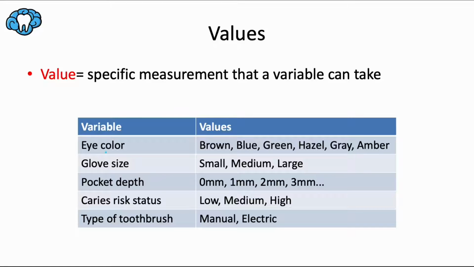So eye color is one variable. This could be brown, blue, green, hazel, gray, or amber. Glove size could be small, medium, or large. Of course, there's other options not included here. Pocket depth, periodontal pocket depth that is, could be 0 millimeters, 1 millimeter, 2 millimeters, 3 millimeters, and so on. Caries risk status could be low, medium, or high, and the type of toothbrush being used in a study is another variable, and the values are either manual or electric.